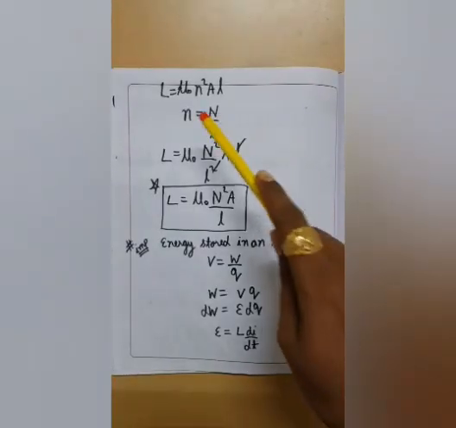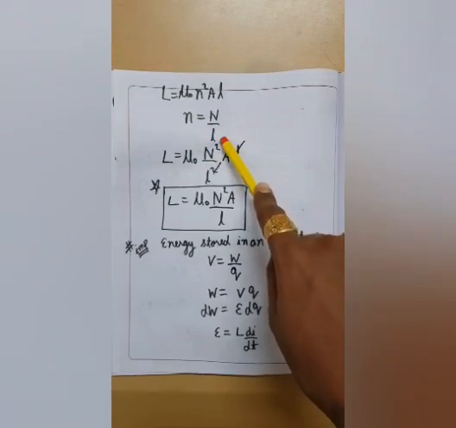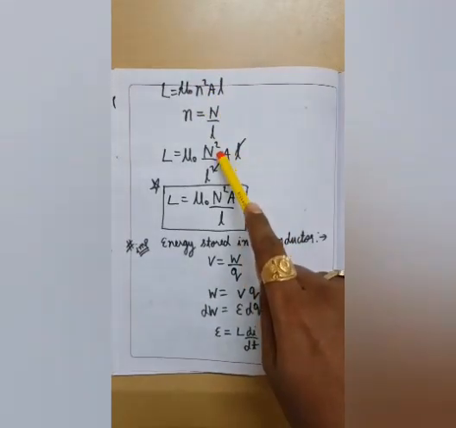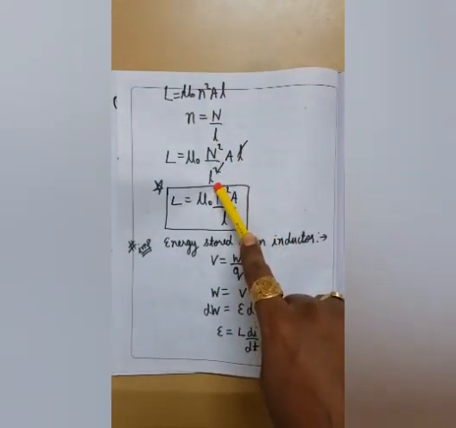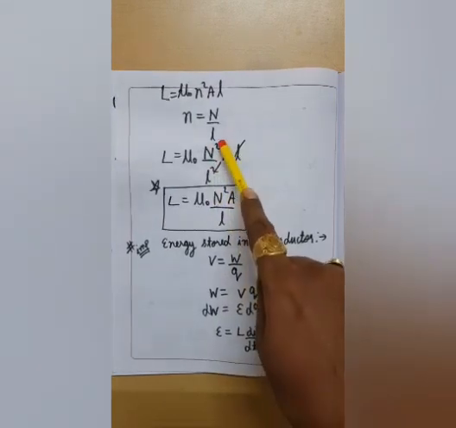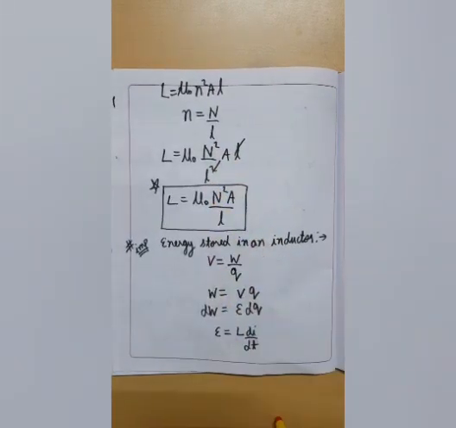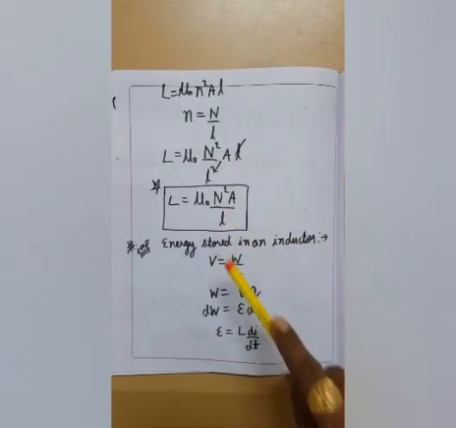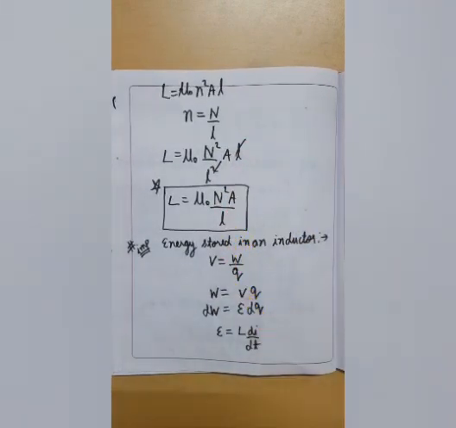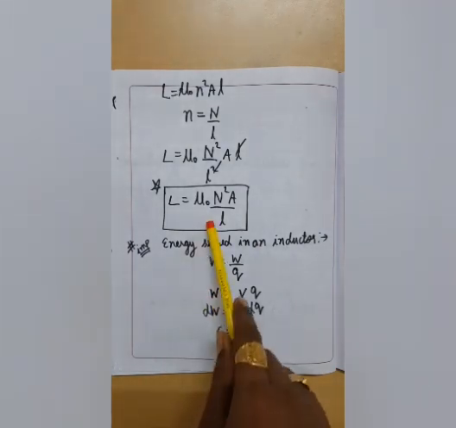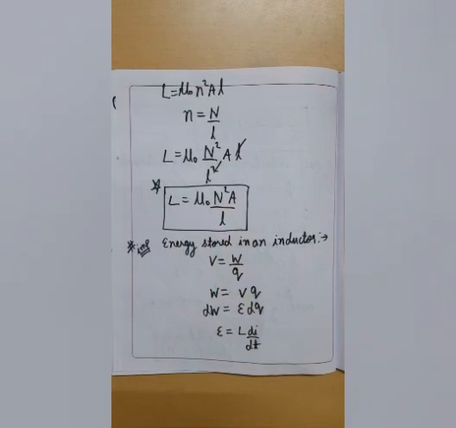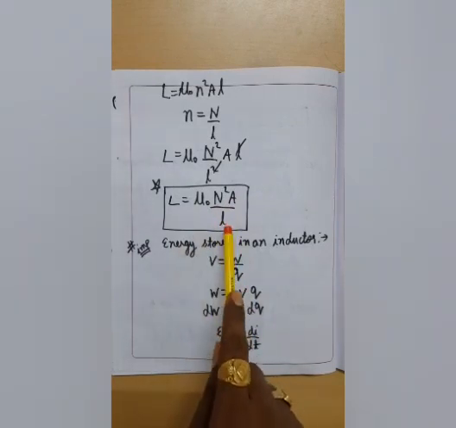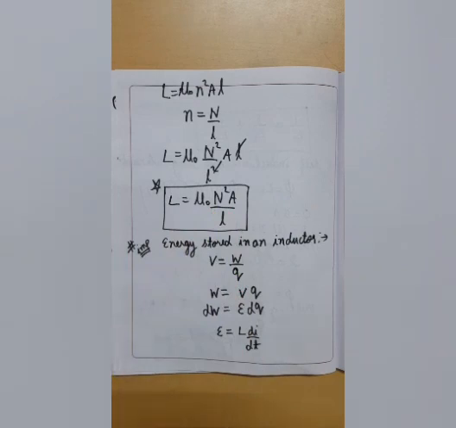Since small n is capital N by l, in place of small n we can write capital N by l, and it becomes N square by l square. So we can cancel out one l from here, and the final expression for the coefficient of self induction in case of a long solenoid becomes L is equal to mu naught N square A by l. This is a very important expression. This question we even get in our examination.